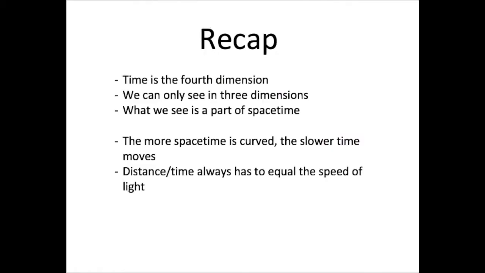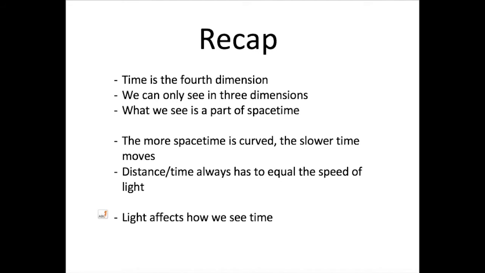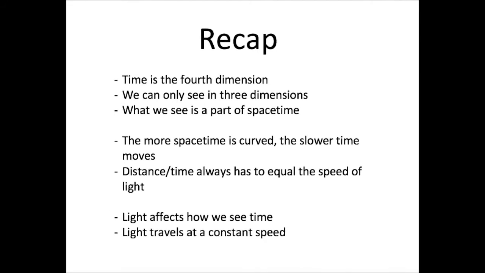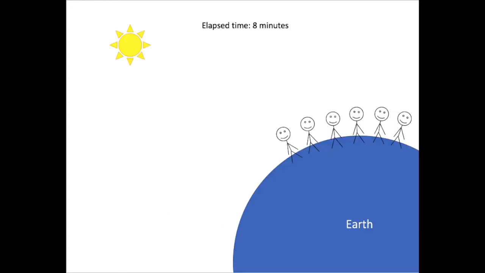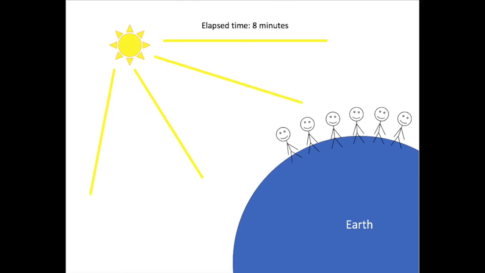As we already know, light affects how we see time. It always travels at a constant speed, and this means that light doesn't travel instantaneously. It takes time to reach a certain point. For example, we actually see the sun 8 minutes younger than it really is, since the light traveling from the sun takes 8 minutes to reach us on Earth. That sunlight you feel when you go outside took 8 minutes to get to you.